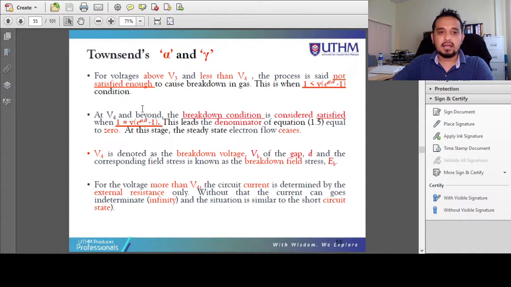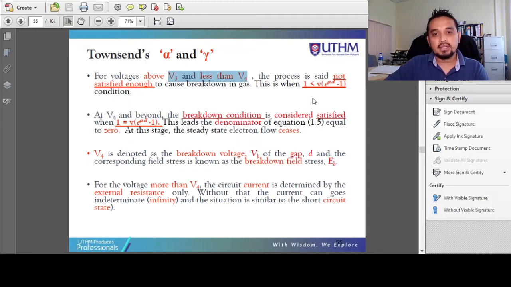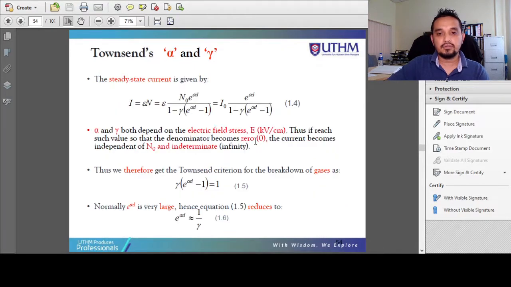If you look at a voltage above V3 and less than V4, this is known as region 3, and the process is not sufficient to cause a breakdown in the gas. And this is when the expression is less than, as you can look carefully here, the value which for region 4 is equal to 1.